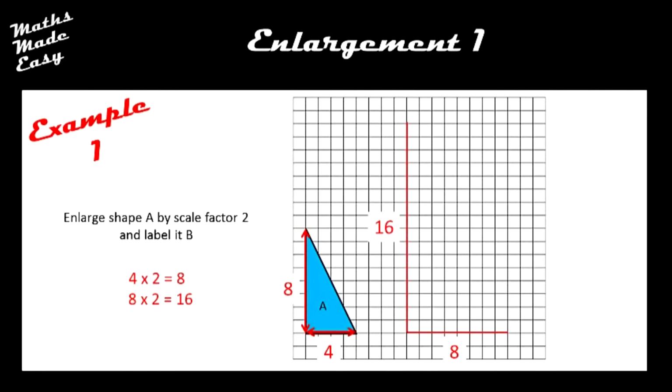Now notice I stayed well away from the diagonal line. I'm only actually interested in working with the horizontal and the vertical lines. It makes things a lot easier for me. Once I've got the base and the height of this triangle, I can just join it up with a diagonal line to complete the shape, and it's been enlarged by scale factor 2.